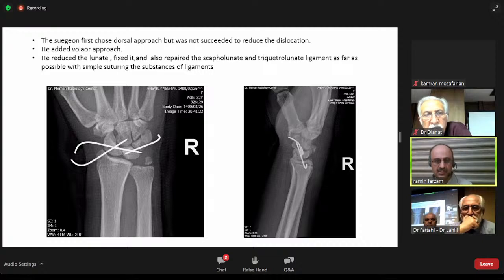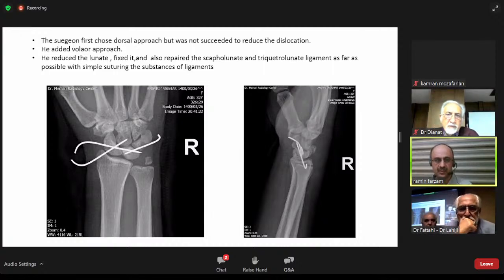The reduction was unsuccessful and unstable. The surgeon decided to go with the operation. The surgeon first chose a dorsal approach, but did not succeed in reducing the dislocation. So he added a volar approach.